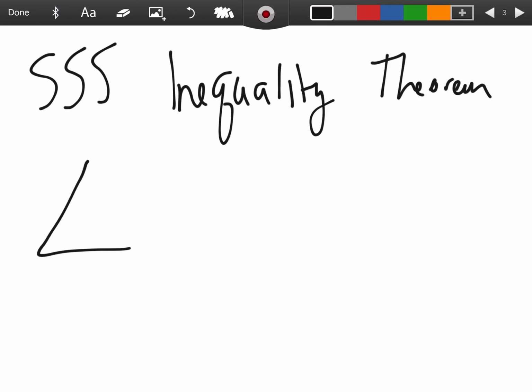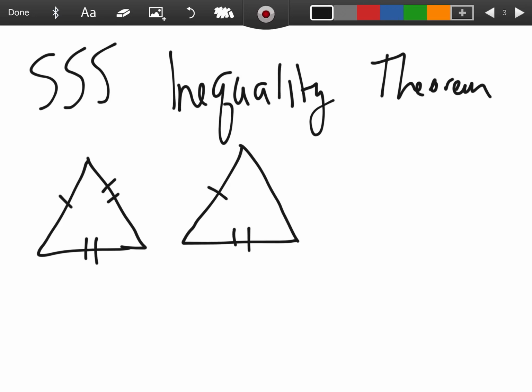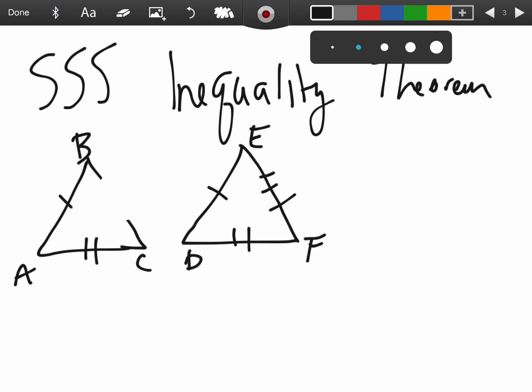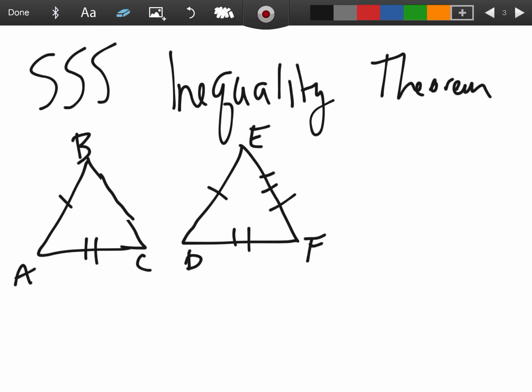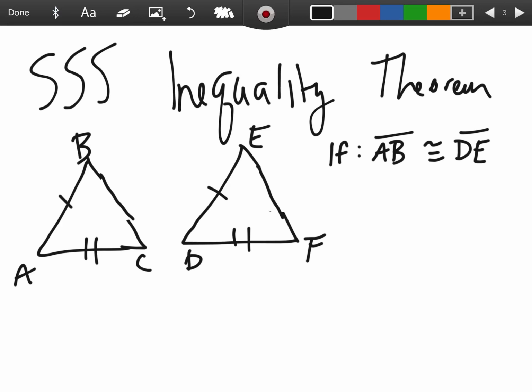For SSS, if I'm thinking back to the congruency, I have two congruent triangles, and that's because all three sides are congruent. So this is what SSS congruency looked like. However, now it's SSS inequality. So again, I still know that two pairs of sides are congruent. So here, I know AB is congruent to DE, and AC is congruent to DF.